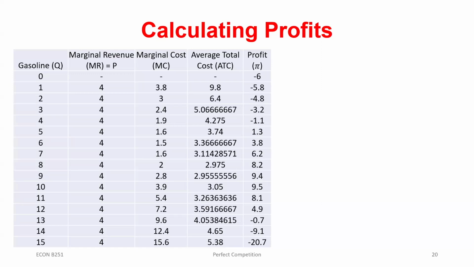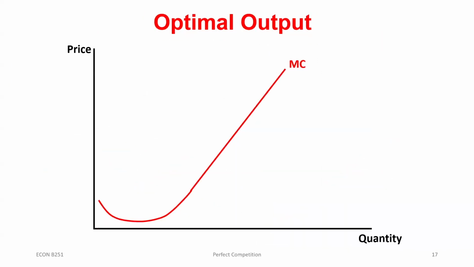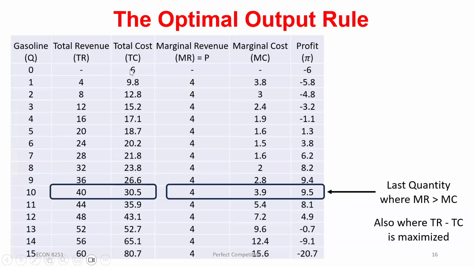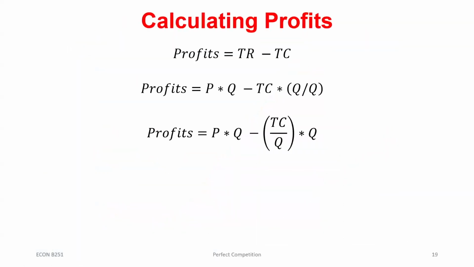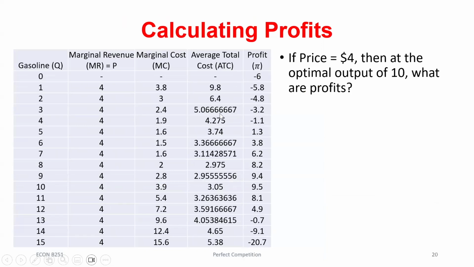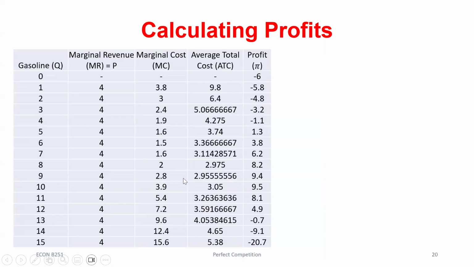Well, I know the price is $4 here. How did I calculate my average total costs? I took my total costs and divided by quantity. I didn't put the total cost column up here, but I used these total costs. How do I turn them into an average? I take the total cost and divide it by quantity. So 9.8 over 1 would be 9.8. 12.8 divided by 2 is 6.4. 15.2 divided by 3 is 5 point something, 5.066 repeated. So I just went through and calculated the average total cost.